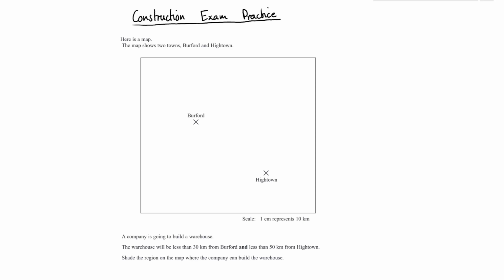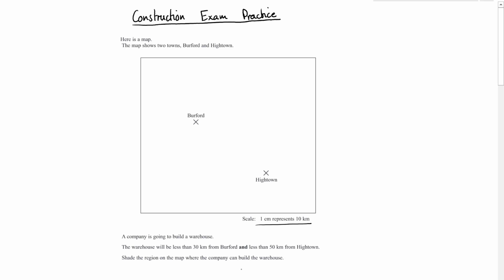The map shows two towns, so we've got Burford and Hightown, and we've been given a scale for this map. Okay, so the scale is that every 1 centimeter on this map represents 10 kilometers in real life. Okay, so the company is going to build a warehouse, and this warehouse will be less than 30 kilometers from Burford and less than 50 kilometers from Hightown. So shade the region on the map where the company can build the warehouse.